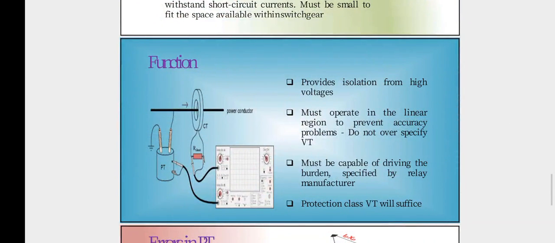This is the function of the PT. It provides isolation from high voltage. Then it must operate in a linear region to prevent accuracy problems. Do not over specify the voltage. It must be capable of driving the burden specified by the relay manufacturer, and a protection class VT will be sufficient.